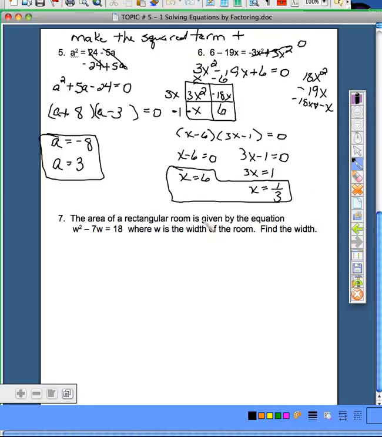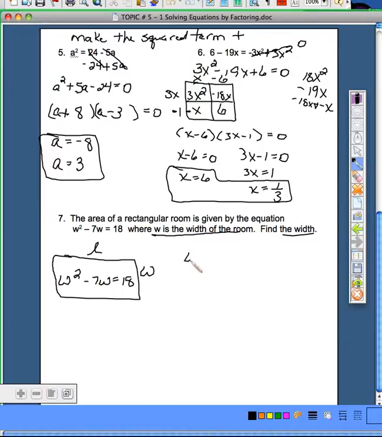So now we go down to an application problem, a word problem. We've got area of a rectangular room. So you've got a rectangle. And the area is w squared minus 7w equals 18. And we know the width and the length. Well, if I factor this, the answer will be w equals something. And they want the width of the room. And that's what they asked me to find. So I'm finding w, so I should just have to factor this.